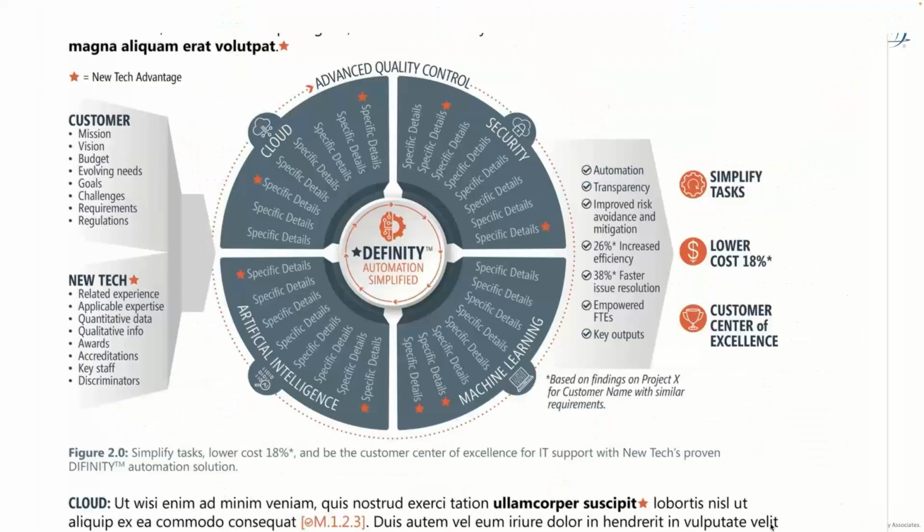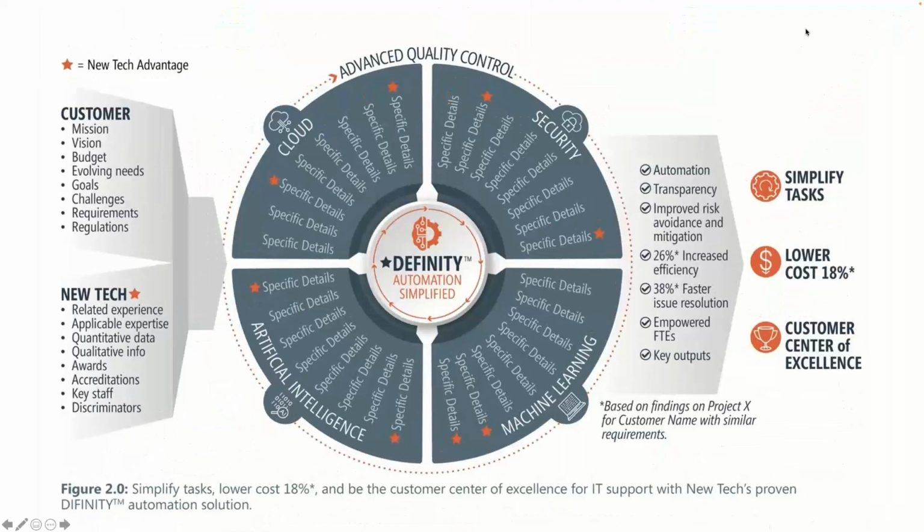So we look at this graphic, we're seeing a lot of amazing things that make it easier for the evaluator. First of all, even if you don't know where to start, you know where it ends. You know it ends with the customer simplifying tasks, lowering cost 18%, and becoming or remaining the customer center of excellence. And then we can backwards engineer. Well, how do you get there?